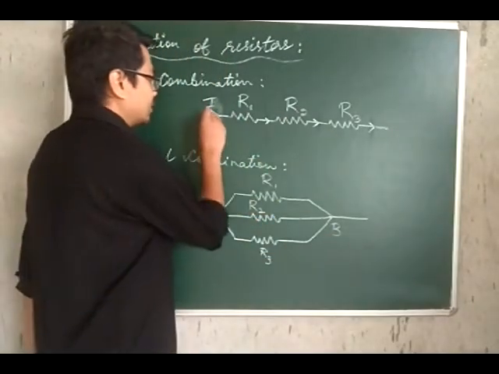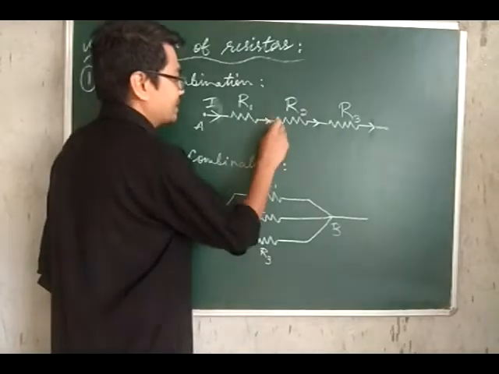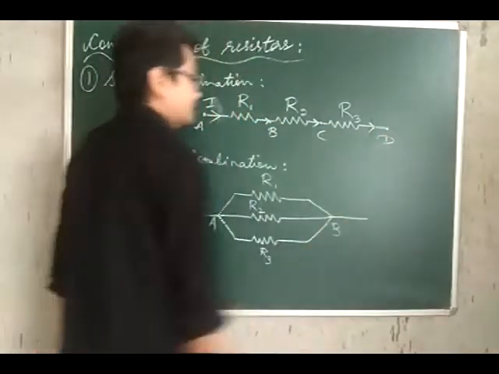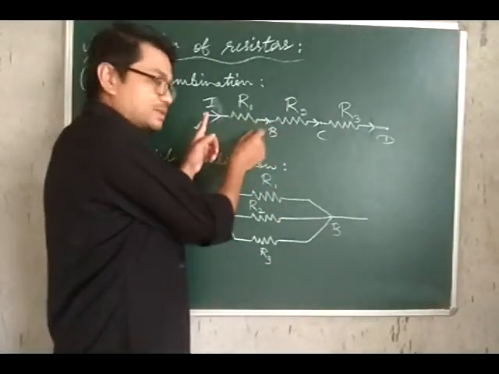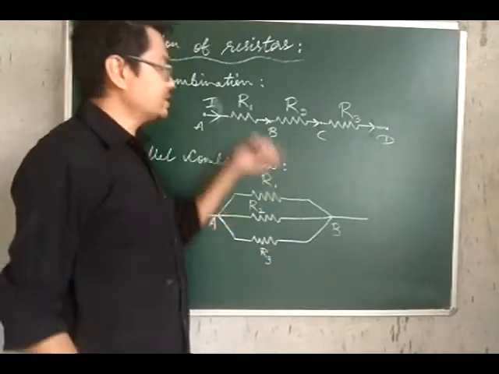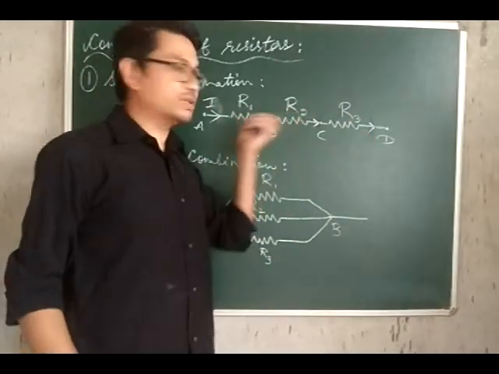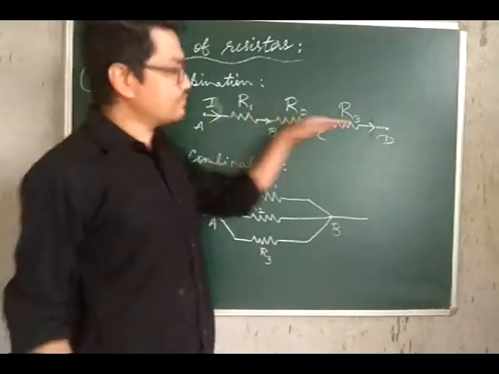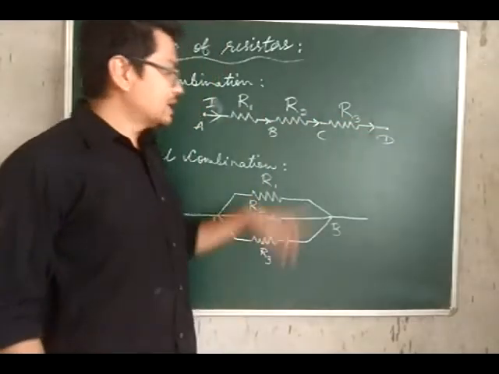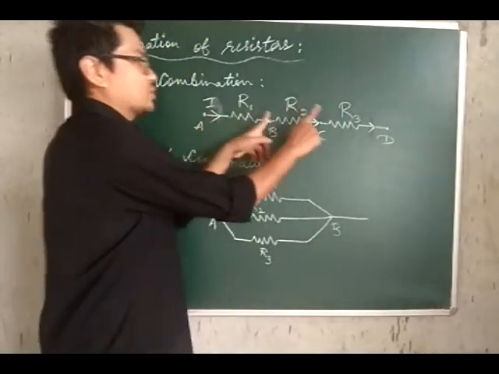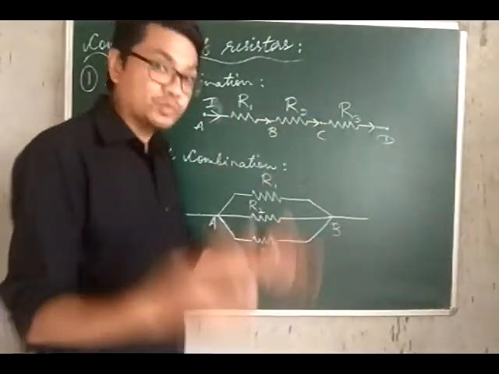Whereas if I call this point A, this point B, this point C, and this point D, then since the values of the resistances are different, as you can see R1, R2, R3 are the respective resistances of the three resistors here, and though the same value of current is flowing, since the resistances are different, the potential difference across each of the resistors is going to be different.